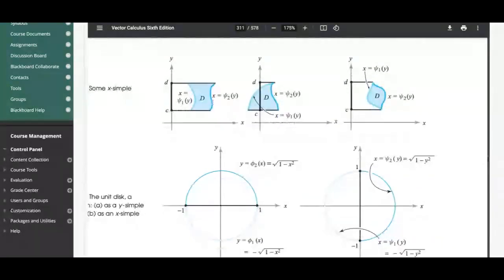X simple means the x direction can be written as a function in terms of y. So x is written as a function in terms of y. We see the y direction goes from c to d, which are numbers, but in the x direction the lower limit of x is psi 1 of y, and the upper limit is also a function in terms of y, psi 2. Right, so those are similar, so three different situations.